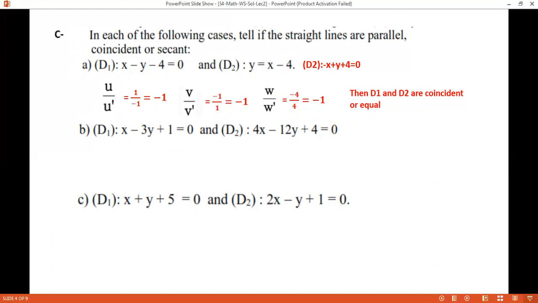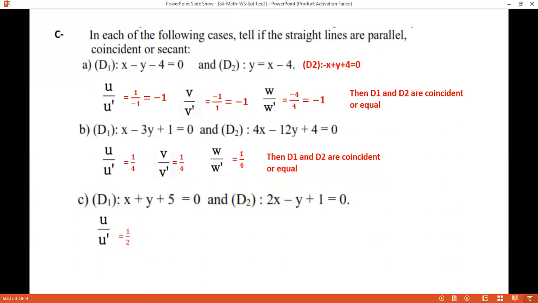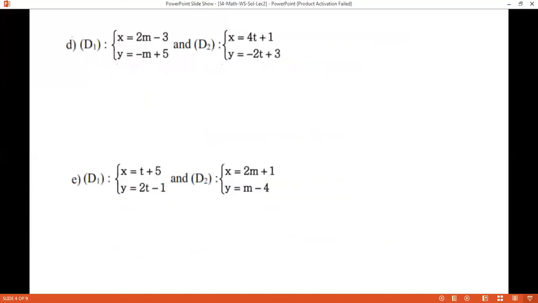In the second case, I'm going to find u over u prime, which is 1 over 4, v over v prime, which is also 1 over 4, and w over w prime, which is also 1 over 4. So the two straight lines are coincident or equal. Look at the third case. U over u prime is 1 over 2, and v over v prime is 1 over -1. So they are not equal. So directly we say that they are secant or intersecting.